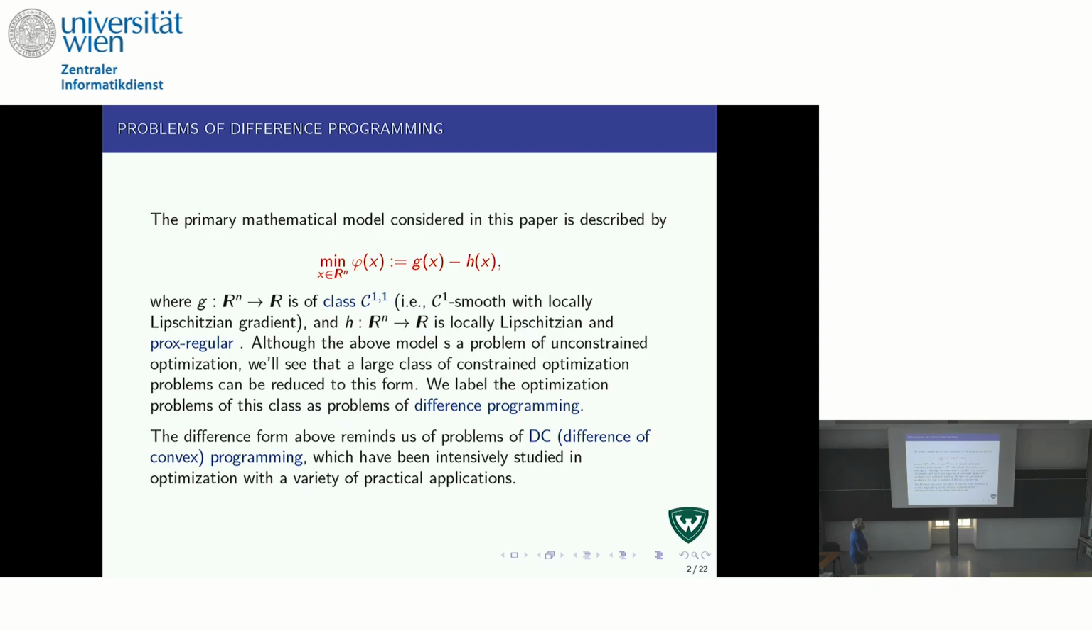Then, what are we going to consider? We consider problems of difference programming. We minimize a function phi, actually here unconstrained, but then we will consider constrained optimization as well, which is represented in terms of a difference of two functions, g minus h. This class of functions has been very much investigated and is well known in the case where both functions g and h are convex. Such a class is known as DC programming, difference of convex programming, and so much has been done in algorithmic developments and also in various applications. I'm sure that most people here are very familiar.